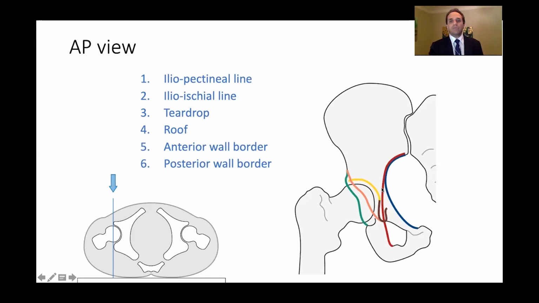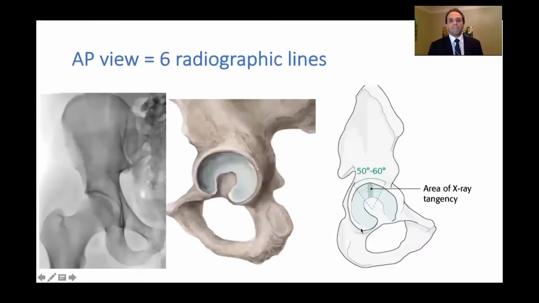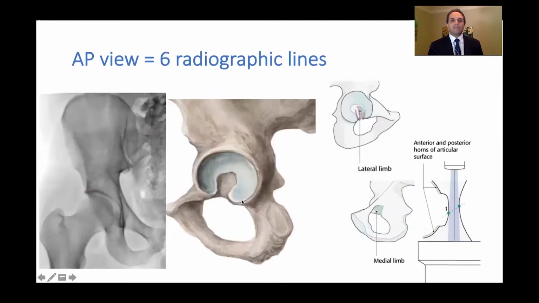On the AP view, we have 6 lines, which are the iliopectineal, or the anterior column, represented in dark blue, the red ilioischial line, or the posterior column, the teardrop in brown, the roof in yellow, the anterior wall in orange, and the posterior wall in green. When we look at the bone and the X-ray, the roof is the red part represented by this line. The anterior and posterior horns of the articular surface are represented by the teardrop, which looks like this brown line on the X-ray.